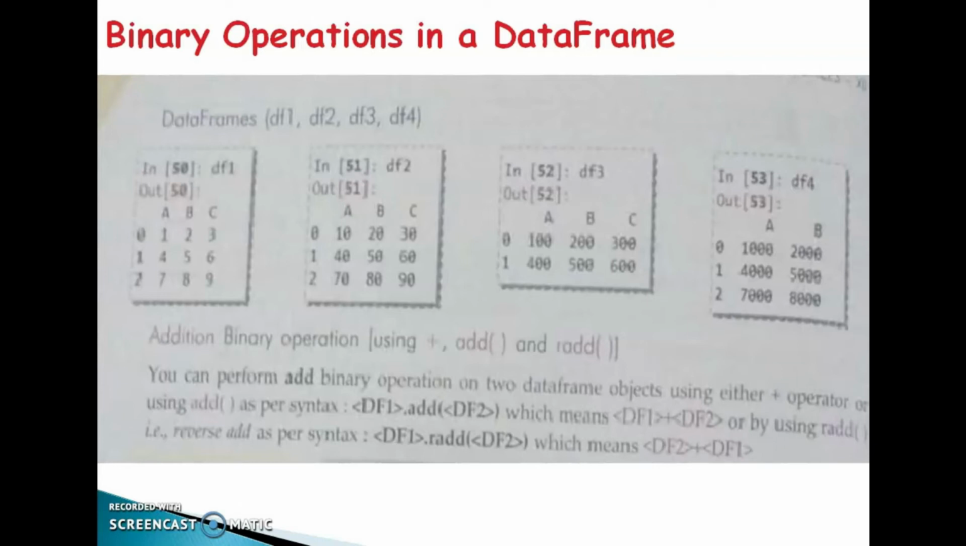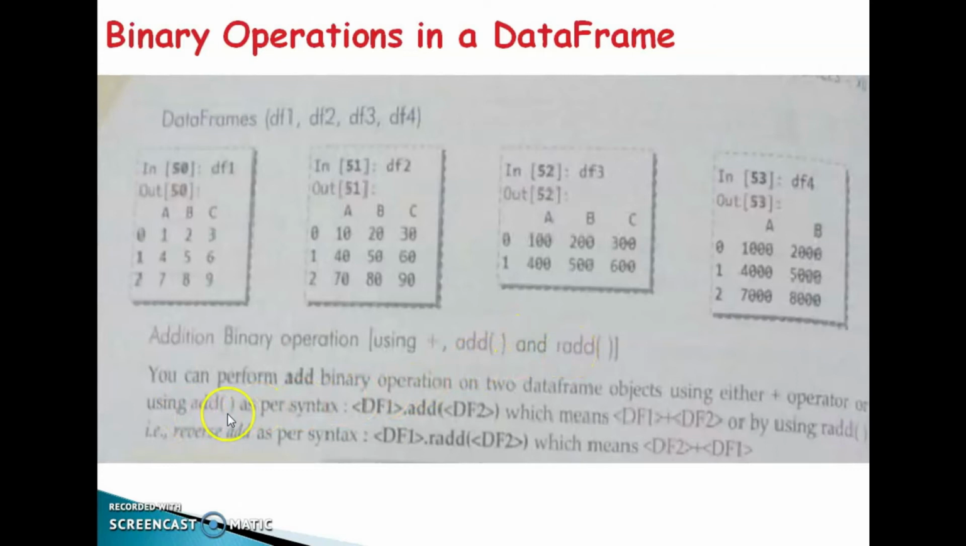We need 2 data frames. Consider these 4 data frames, df1, df2, df3 and df4. You can perform addition binary operation by using plus, the add function and the radd function.